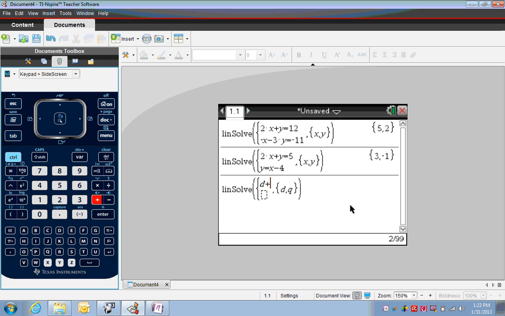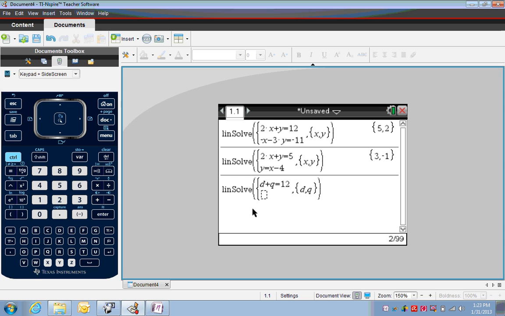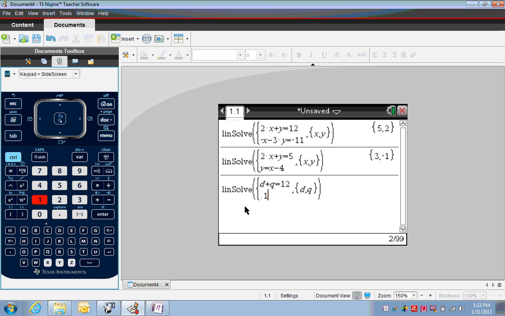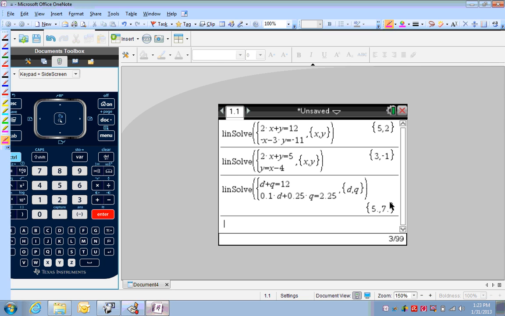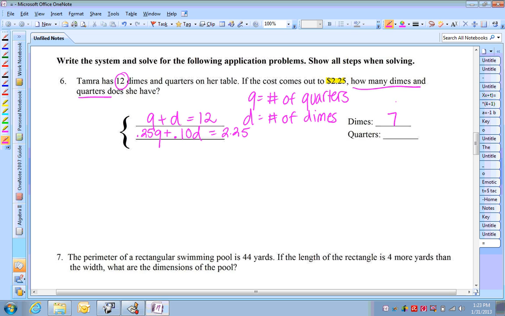D plus q equals 12. Okay, and the second equation is 0.1d plus 0.25q equals 2.25. Hit enter. So if d was the first variable I defined, we have 5 dimes. D is 5 and q is 7. So we have 5 dimes and 7 quarters. So the number of dimes is 5 and the number of quarters is 7.